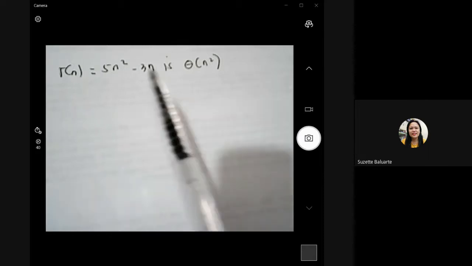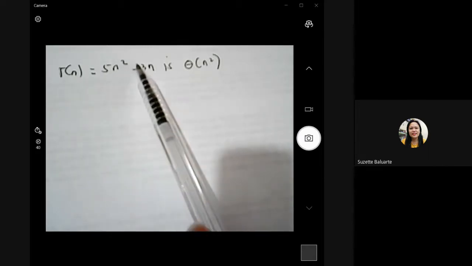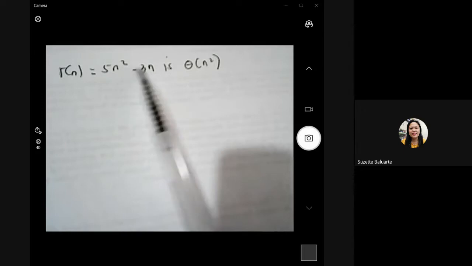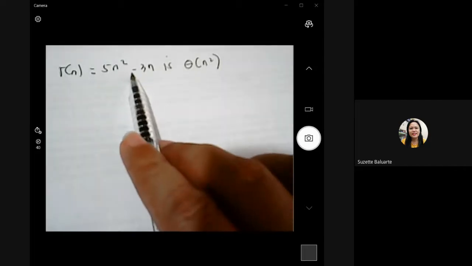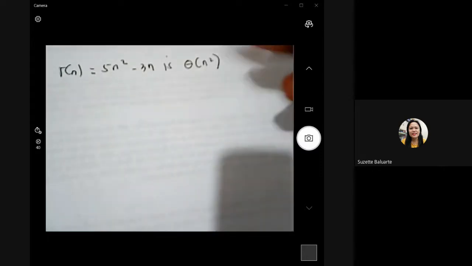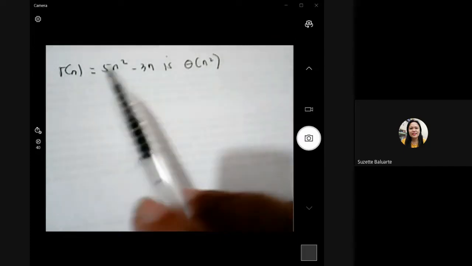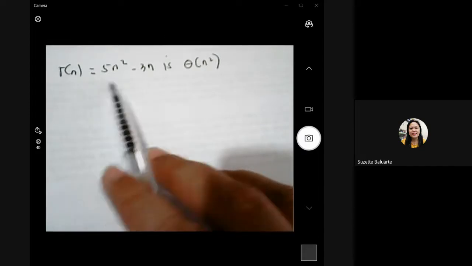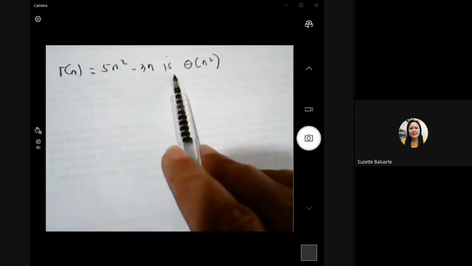So, I will do it. Earlier it was plus. Now it is minus, so it is a different way when there is a minus. That was case number 1, this is case number 2. By definition of T of N, let us prove it. Who answered? Mortera. So, let us see: 5N squared minus 3N is big theta of N squared.